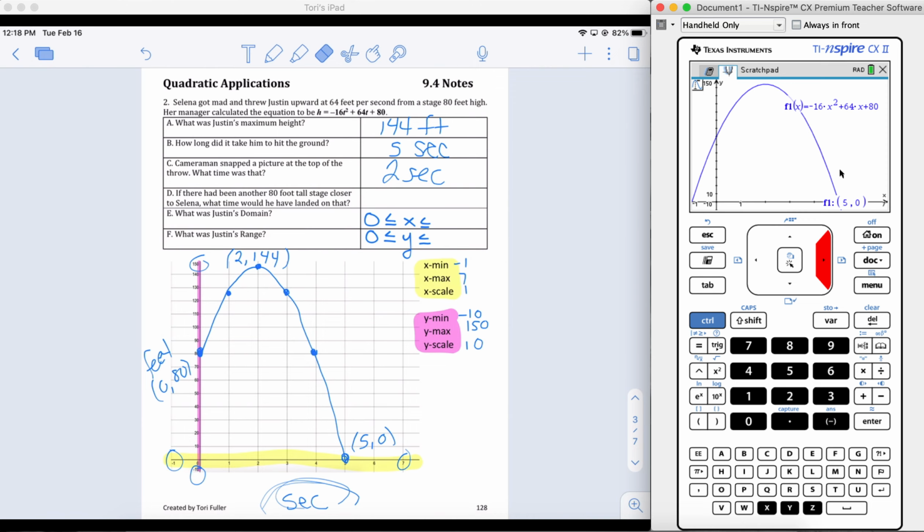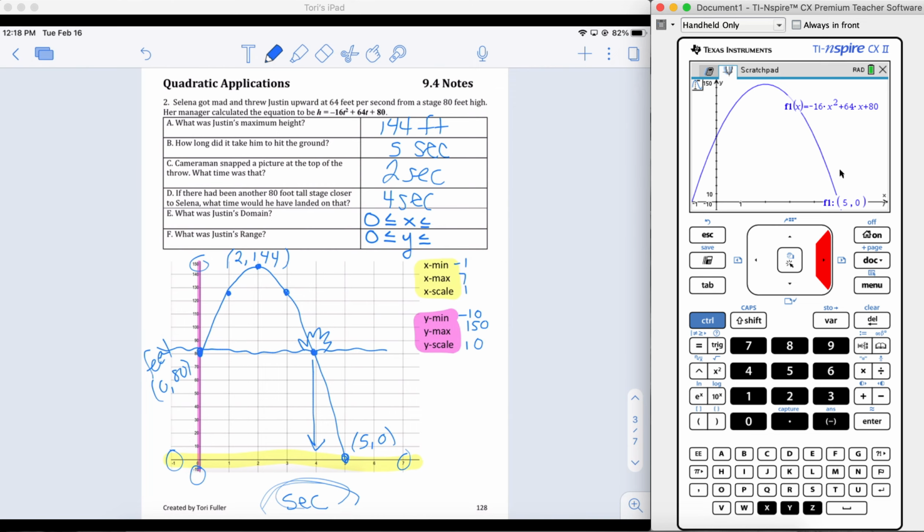Okay. All right, it says if there had been another 80-foot tall stage closer to Selena, what time would he have landed on that? So remember, 80 feet tall is right here. If he had gone up off the stage at 80 feet and come back down and crashed kind of right here, what time would that have happened? Well, that lines up with 4, so 4 seconds.